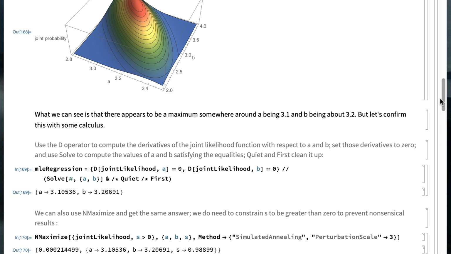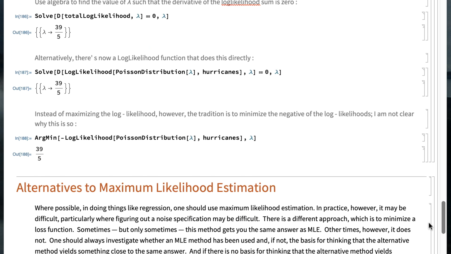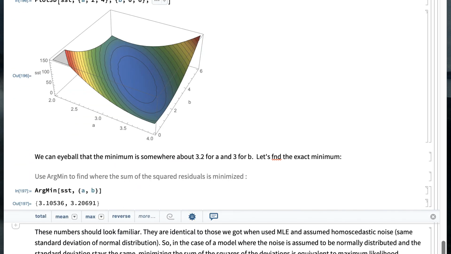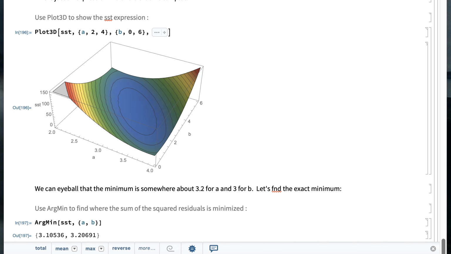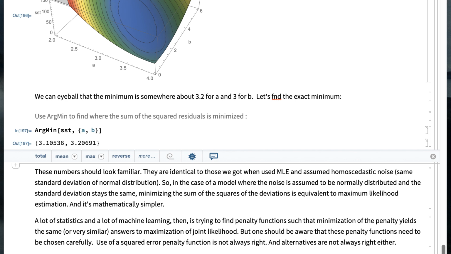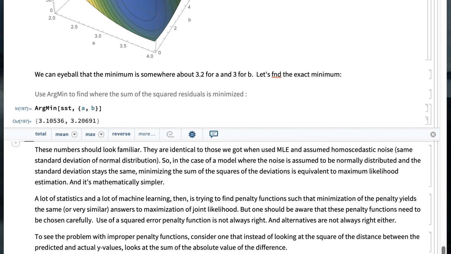Same numbers, okay? So it turns out that if you have homoscedastic noise, and several other assumptions are made, then minimizing the sum of the squared residuals is equivalent to a maximum likelihood estimate. That doesn't mean that's always going to be true. If I have heteroscedastic noise, this is not going to give me the right answer, and I may have to come up with some other penalty function to compensate for that, maybe something with weights, for example.